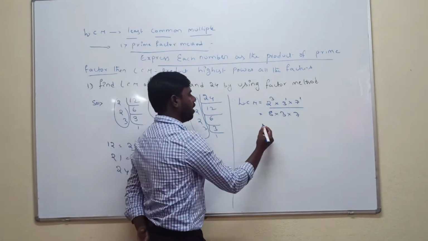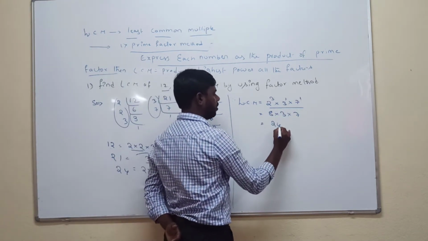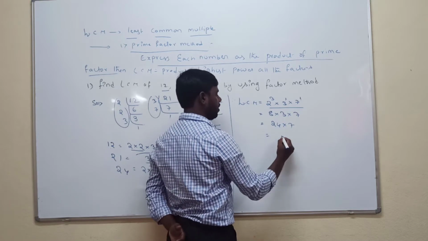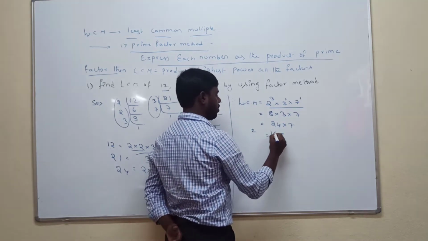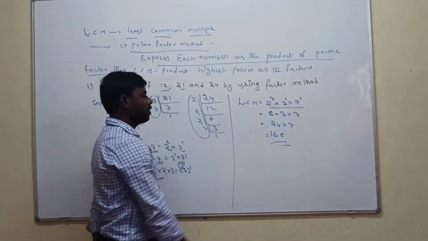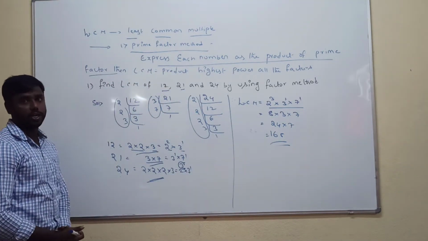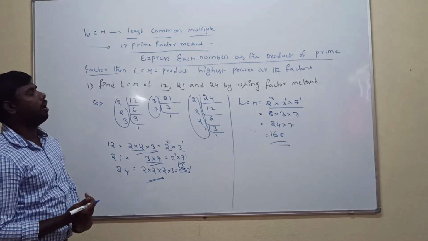So now take the product of all the elements. 8 into 3 is 24, 24 into 7. So 168. The LCM is equal to 168. Everyone understood how to find the LCM?